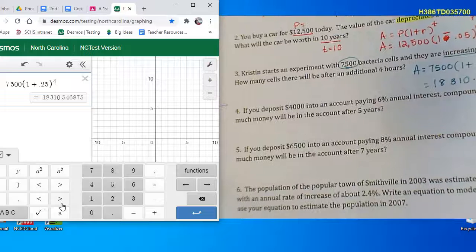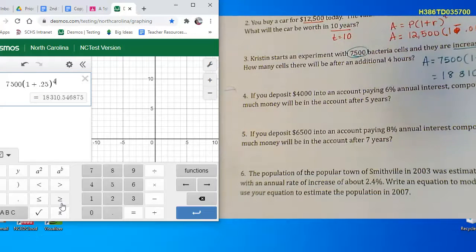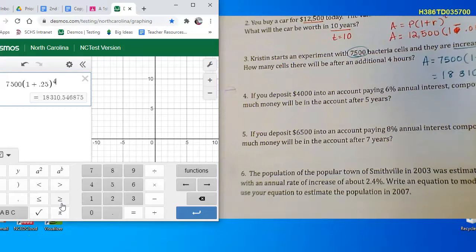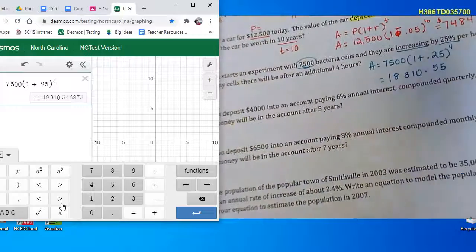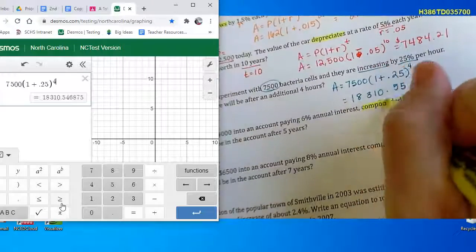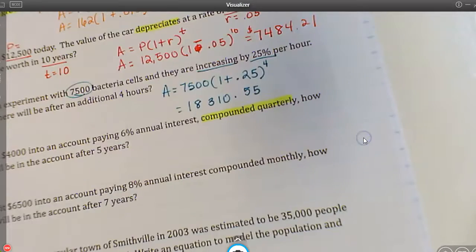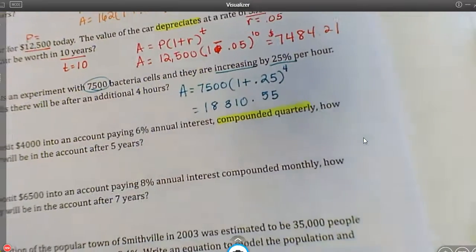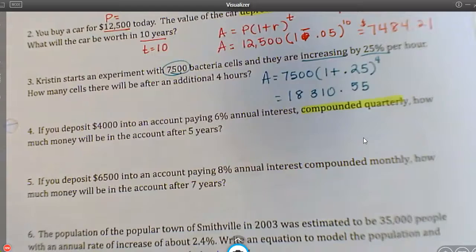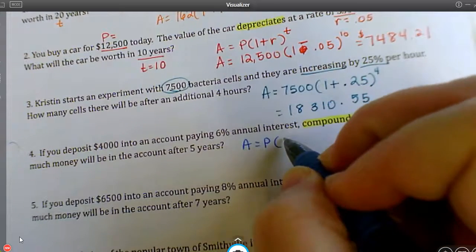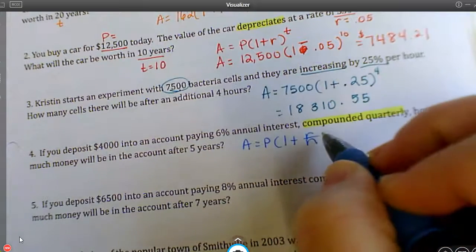Okay, let's look at number 4. Number 4 talks about a deposit of $4,000 into an account paying 6% annual interest, compounded quarterly. Right there, those are the important words to help us know that we're going to use a different equation here, because I see compounded quarterly. And how much money will that be in 5 years? So in this problem, we're going to use that other equation because it says compounded quarterly.